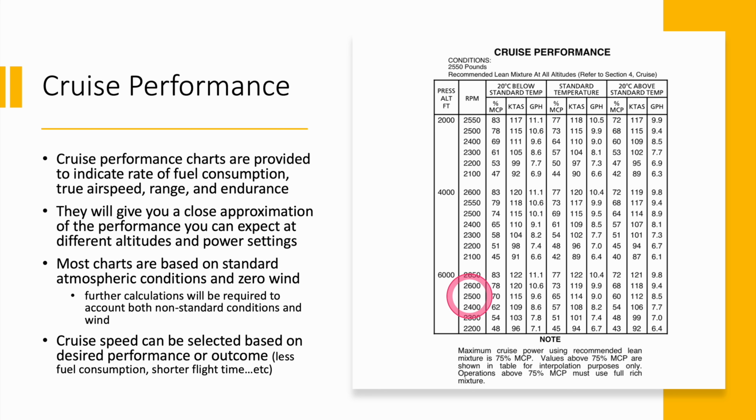So let's say we're using 2,500 RPM. Then you'd find that along the standard temperature table right here. So that's 65% of your max cruise power. Your true airspeed at that power setting should be 114 knots, and you're going to burn 9.0 gallons per hour. So that's where you would pull that information from when you're calculating performance information.